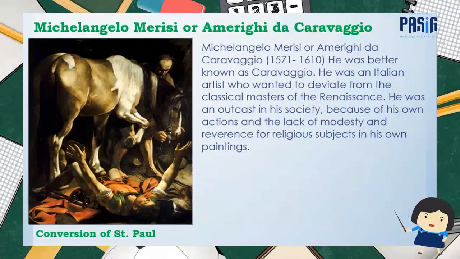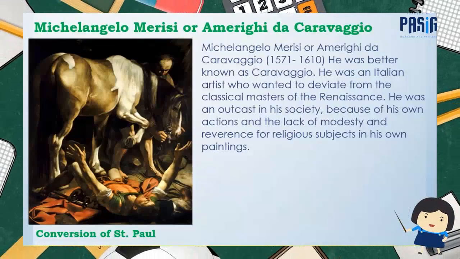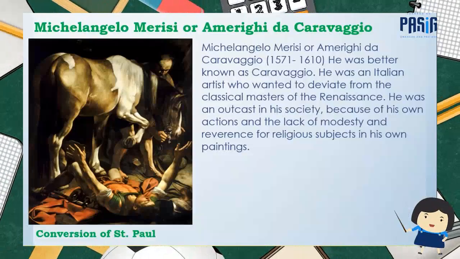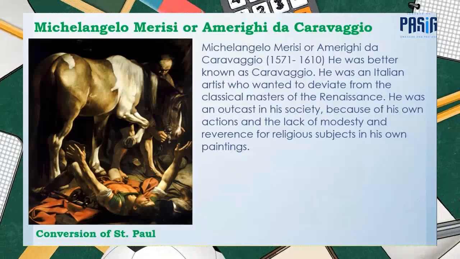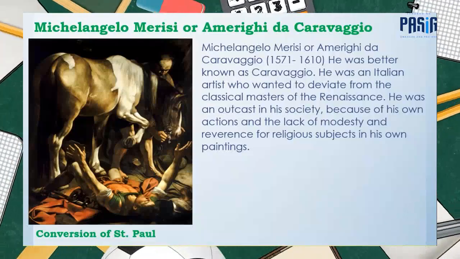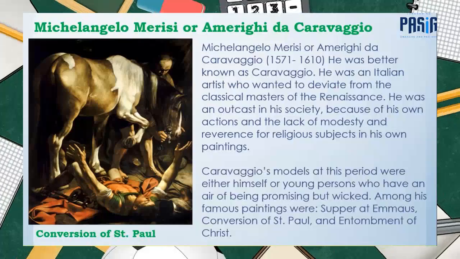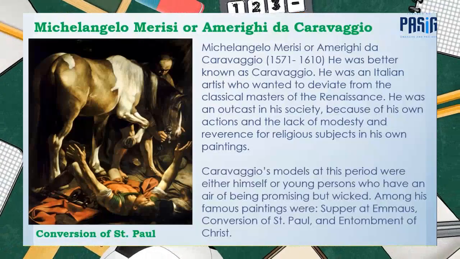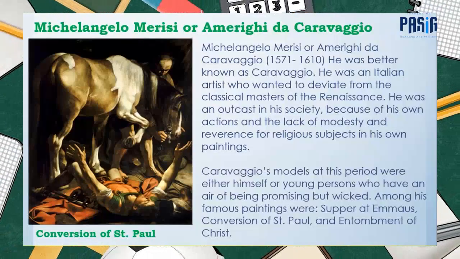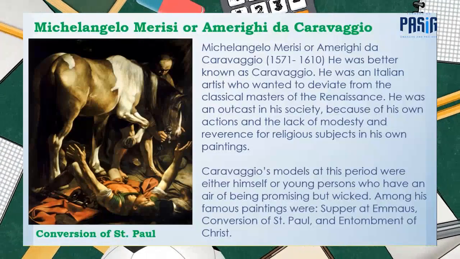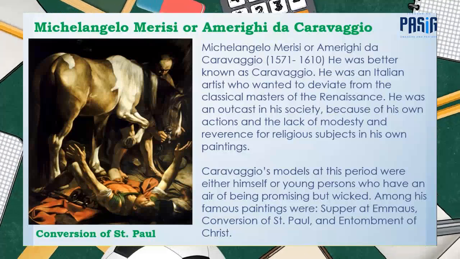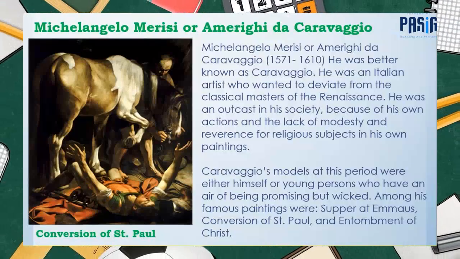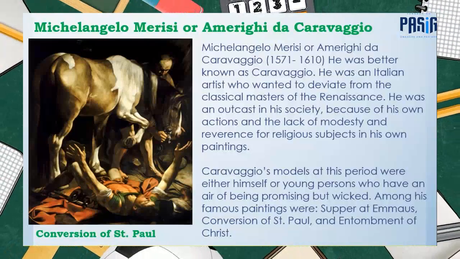Perhaps he started out as a specialist in his paintings of still life, especially of fruits. Studies of single figures followed, but they are clumsier than the fruit, which gives savor of originality and charm. Caravaggio's models at this period were either himself or young persons who have an air of being promising but wicked. Among his famous paintings were Supper at Emmaus, Conversion of St. Paul, as what you can see in this picture, and Entombment of Christ.